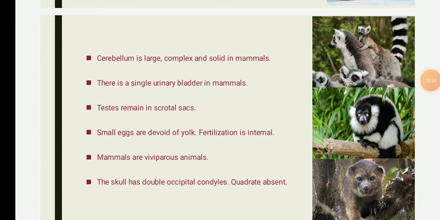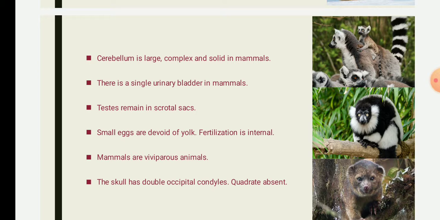About the reproduction, in the male the testes are present, suspended in scrotal sacs placed outside the body. This is to maintain the temperature, because body temperature is high and thus the testes are placed outside the body in order to control the temperature. Then there are small eggs devoid of yolk, and fertilization is mostly internal.